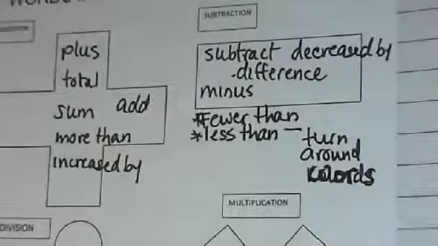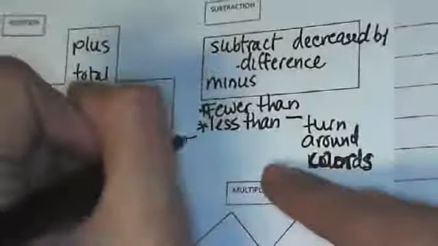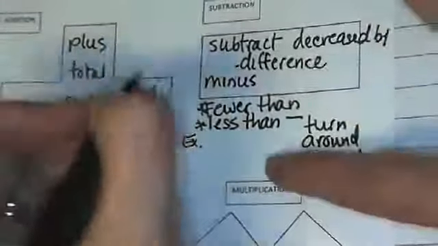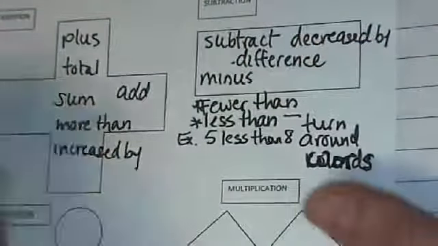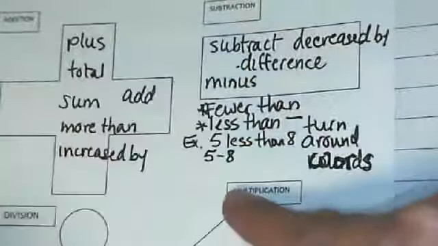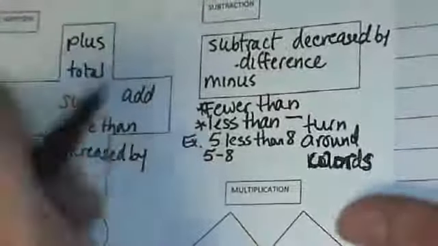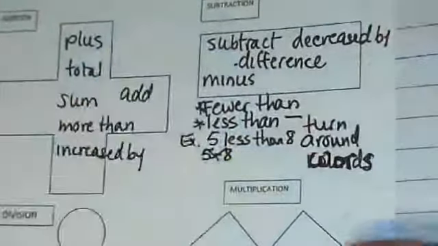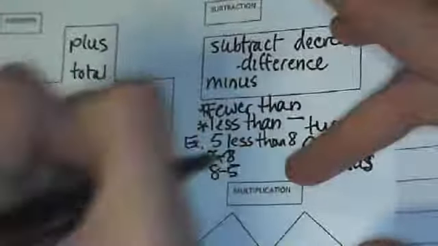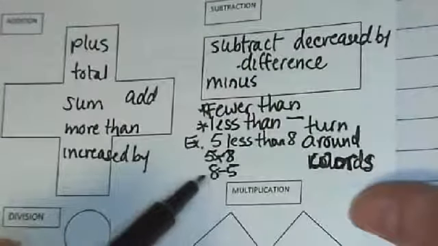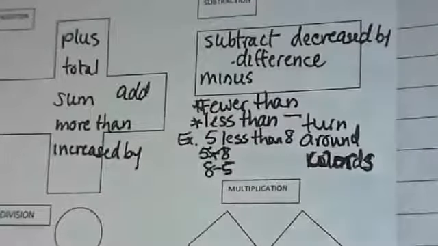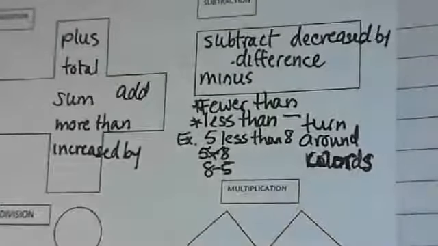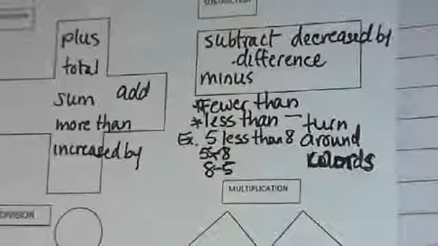So basically, for example, if I wanted to say 5 less than 8, I don't want to write 5 minus 8 because that's not what I would mean. Because it's a turnaround word, you would write 8 minus 5. So 5 is less than 8. Okay? So if you have fewer than or less than, you need to make sure that you're putting the numbers in the right order when you're writing the expression. So that's subtraction.